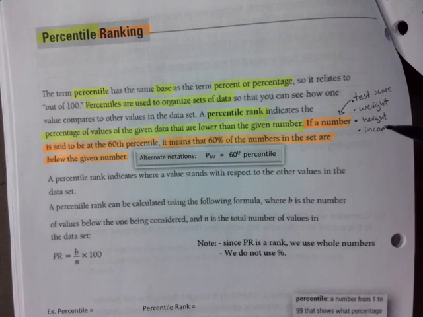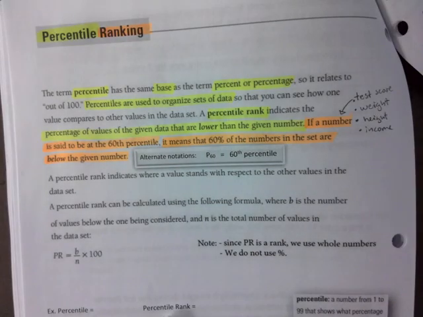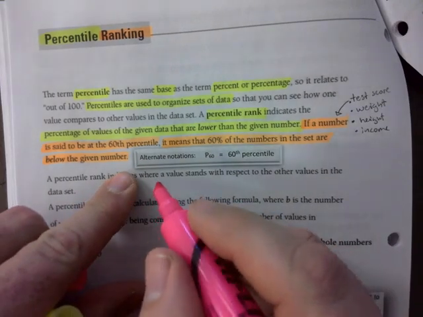For example, you will be given a certain height, and then you're trying to figure out, well, how many people are shorter than this particular height? Or income. You'd be like, hey, Johnny makes $70,000 a year. How many people make less than that? That's what percentile rank is trying to do, and in doing so, it puts you in a certain place, like it ranks you.